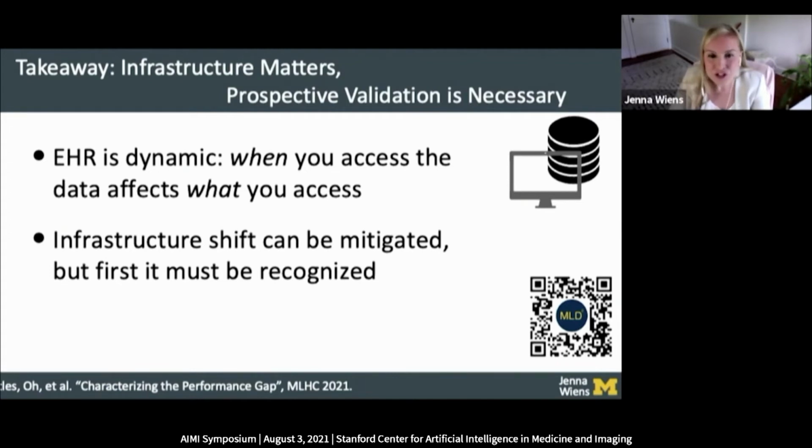So for example, the start and end dates of medications can change over time as the desired treatment plan changes. And laboratory result names can change as initial results lead to further testing. To mitigate the impact of these differences on the performance gap, one can update the model to rely less on such dynamic elements of the EHR.